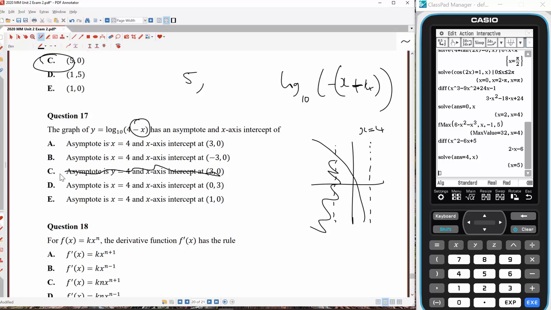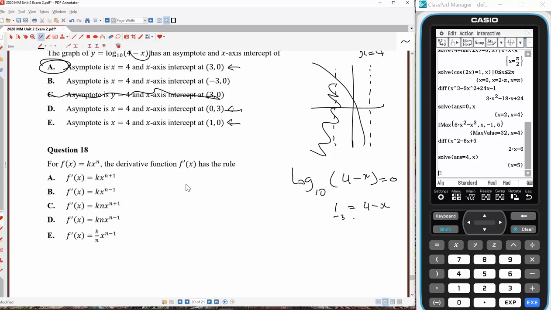So the x-intercept is going to be between 0 and 1. I think that's the answer there. What we'll do is find out log 10 of 4 take x equals 0. 10 to the 0 is 1 equals 4 take x, so x is negative 3. Yeah, it's definitely that one.